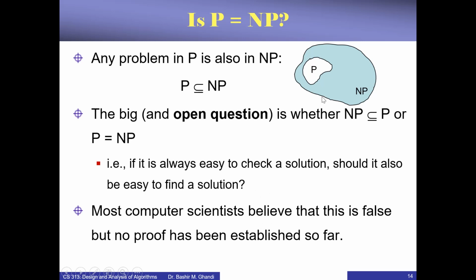They believe that this is not the case, that NP is not a subset of P. That being able to verify a solution in polynomial time doesn't mean a polynomial time solution exists. So this is basically the class NP and its relationship to P.